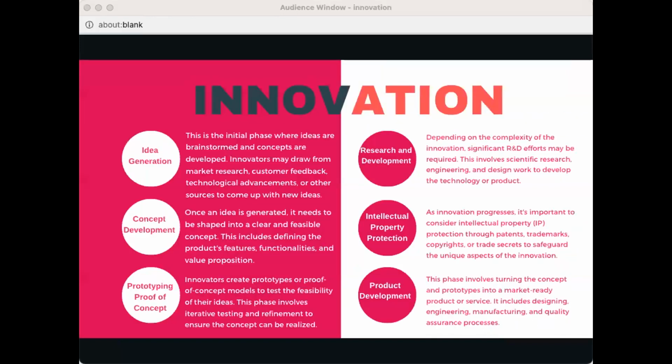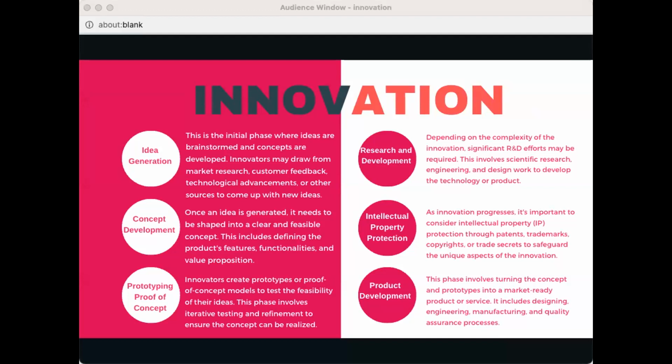So these 12 steps start from ideation. This is the initial stage where you generate your ideas, whether it's through market research, feedback that you get, research that you did, Google it, talk to people, whatever it is, it's just idea generation. You're just generating ideas at this moment. Then you move on from that, you go to concept development, which includes your features, the functionalities, the value proposition. Then from concept development, you move into prototyping of your proof of concept, right?